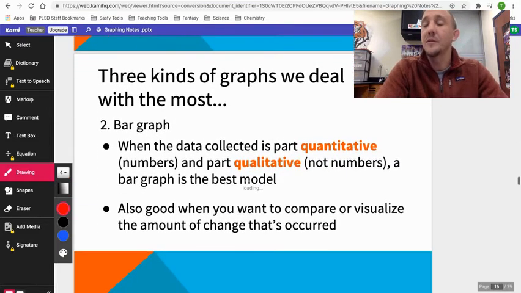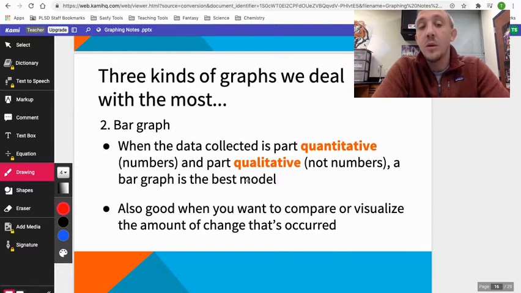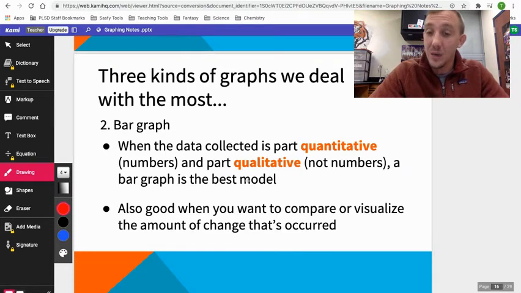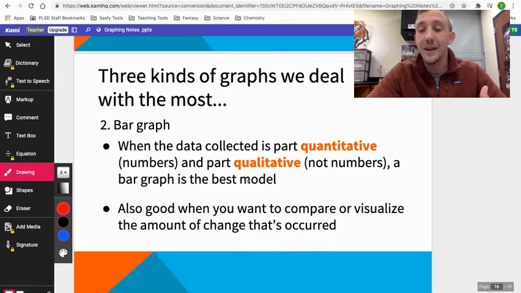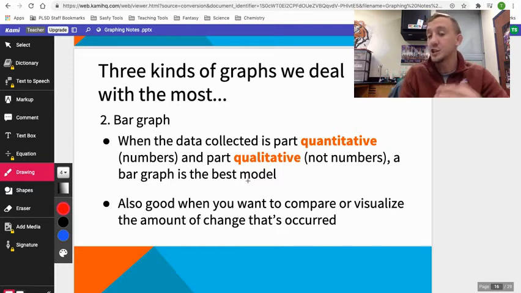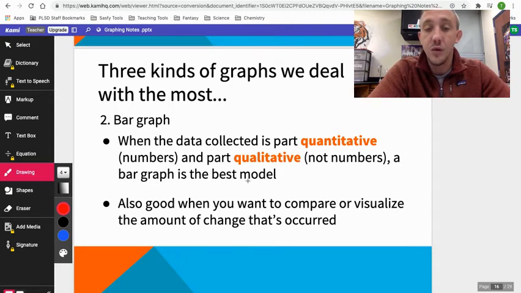The second kind, and if you need to, go ahead and pause this, but the second type of graph is a bar graph. And this is going to be one that we use when the data collected is quantitative versus qualitative. Quantitative is a number, and qualitative is something that describes something. So it's not going to be a number. It's good when we want to compare or visualize the amount of change that occurs. If you need to, real quick, go ahead and pause, finish writing this in your notes.